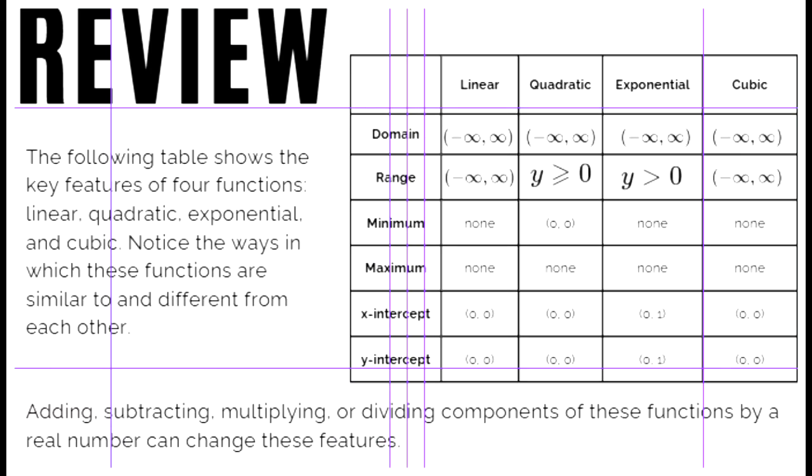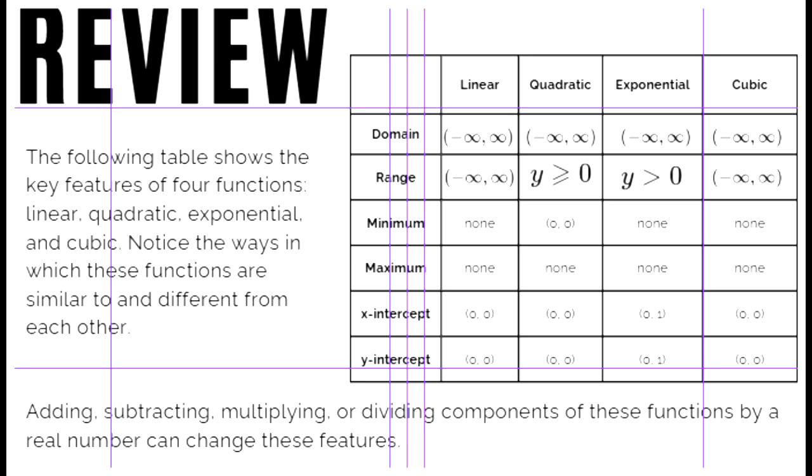Okay, now this is the important one. All of that gobbledygook that we just went over is all laid out on this table. Put this table in your notes. It will answer almost all of your questions. The following table shows the key features of 4 functions: linear, quadratic, exponential, and cubic. Notice the ways in which these functions are similar to and different from each other.